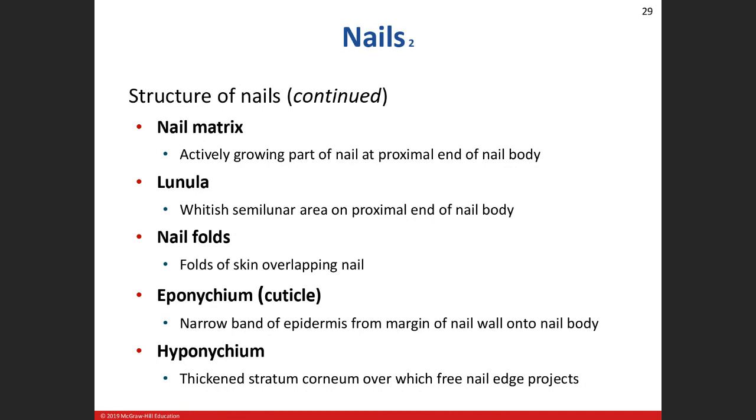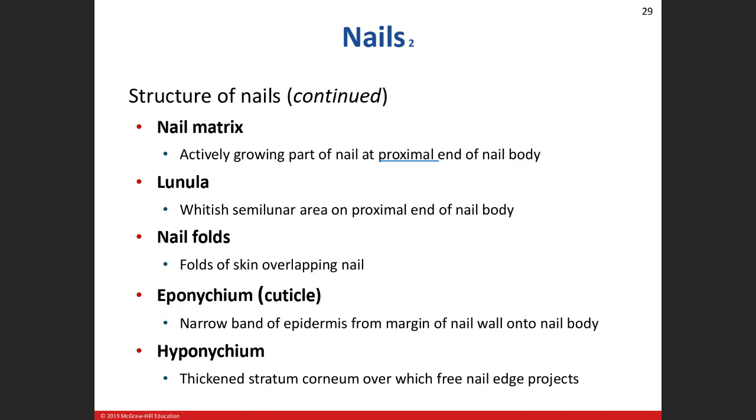So we talked about the matrix there. It grows, and it's located in the proximal portion. We all know what that means. In relation to our finger, the proximal portion is going to be towards our elbow or wrist, and the distal portion is going to be towards your fingertip.